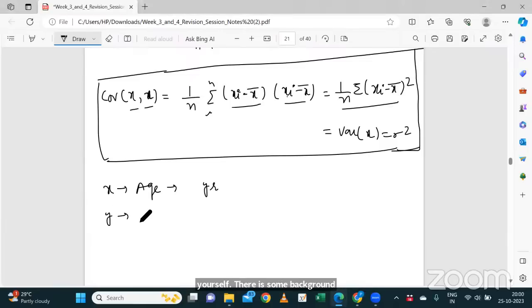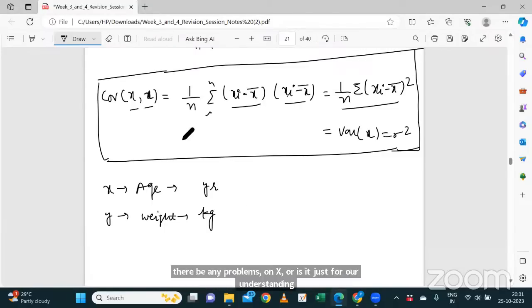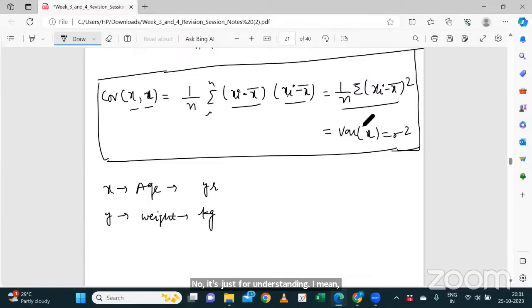Will there be any problems on x comma x, or is it just for our understanding? No, it's just for understanding. It's simple mathematics: if I replace y with x, I get the variance, right? I got this formula and wanted to explain this concept.